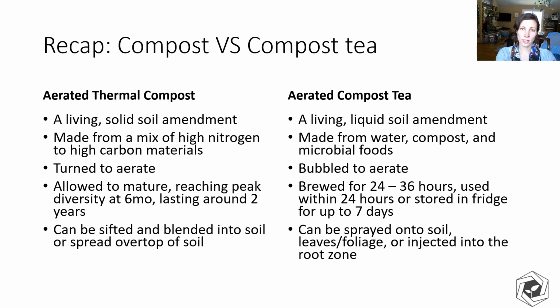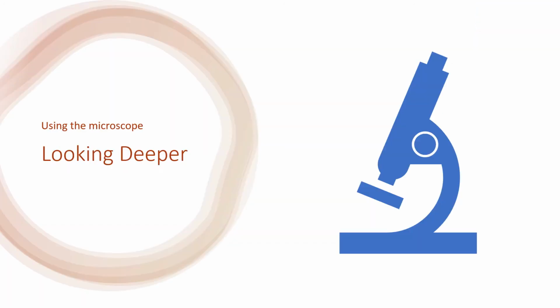You can store it in the fridge for a few days. That just slows everything down. But why get a worse product like 3 days later when you can time it so that you use it immediately and apply the best product? It can be sprayed onto a soil, onto leaves or foliage, or injected into the root zone. So that's good for bigger trees.